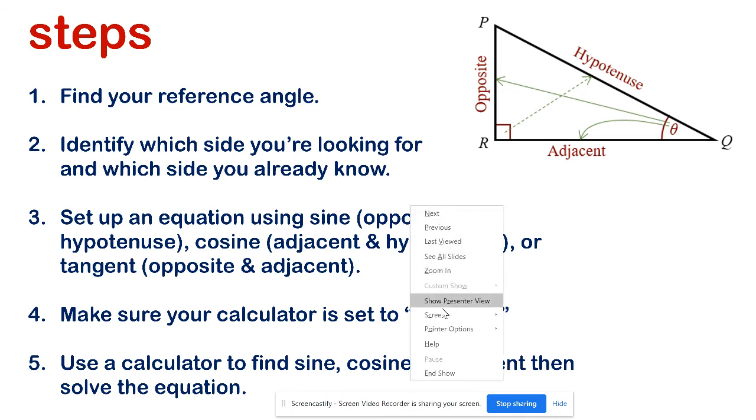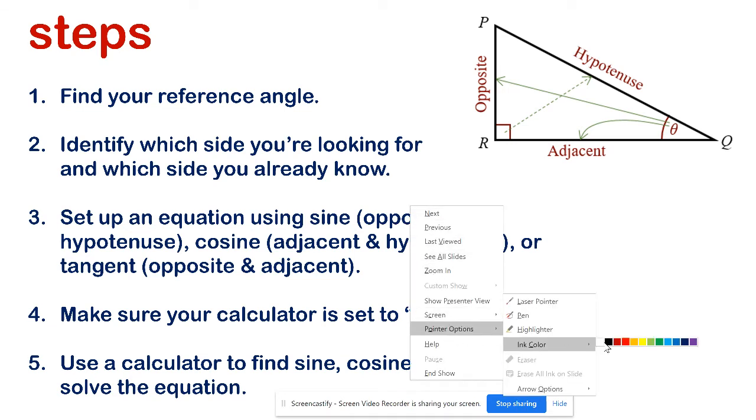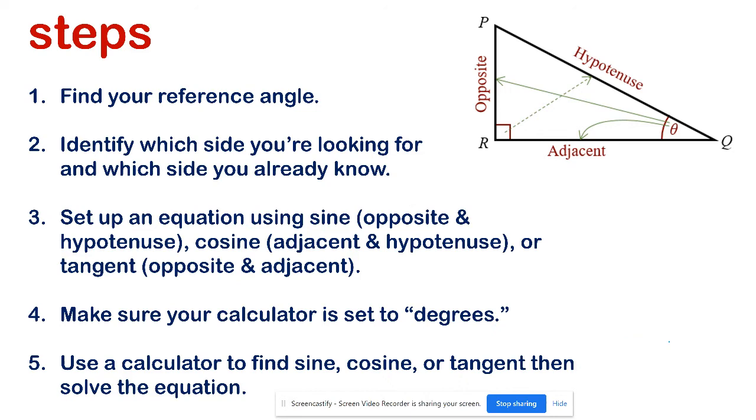The first thing you have to do is find your reference angle. The reference angle is just the angle that you know, the angle that you're working from. If you see the little picture on the upper right here, your reference angle is down here at point Q. Then you want to identify which side you're looking for and which side you already know.